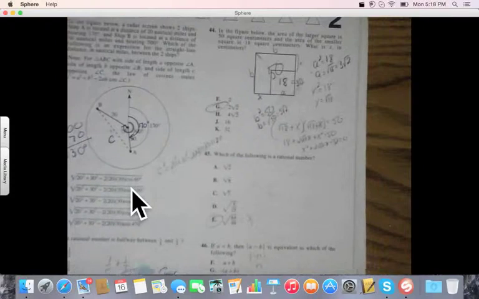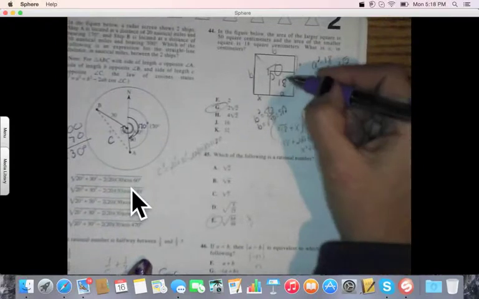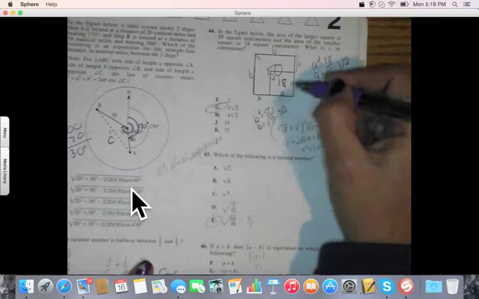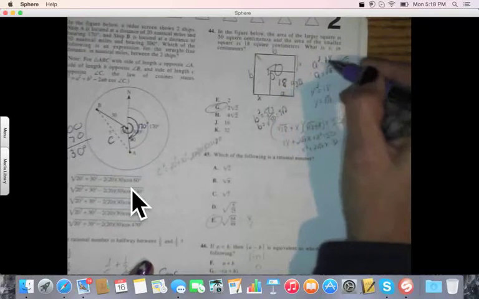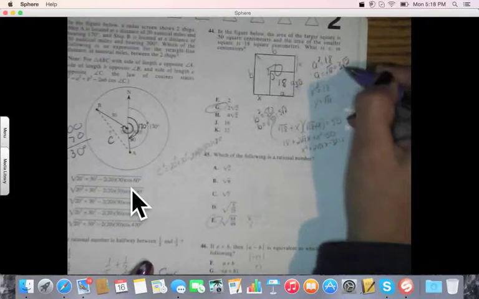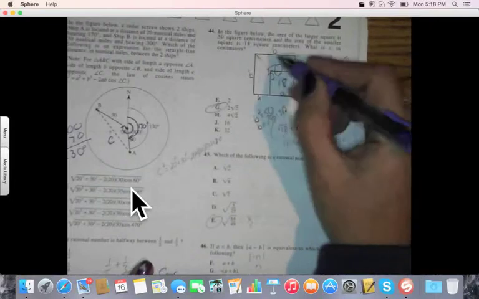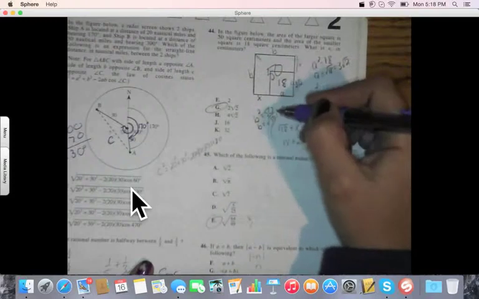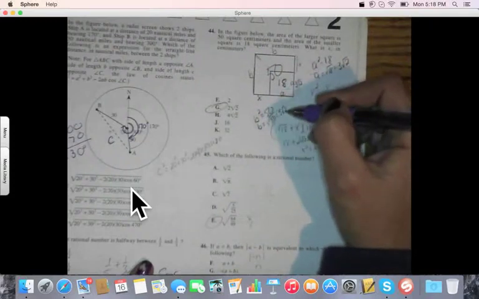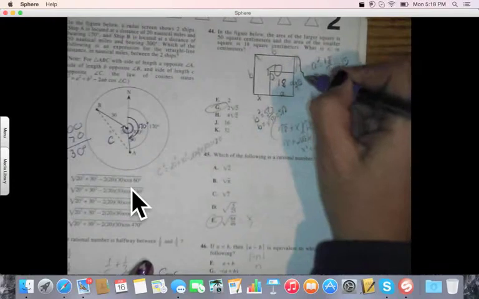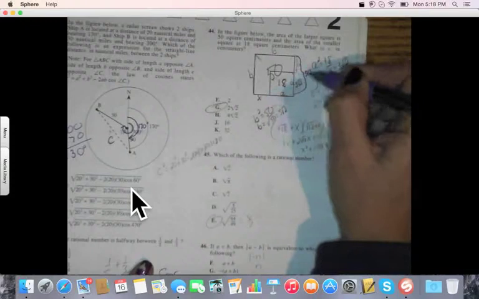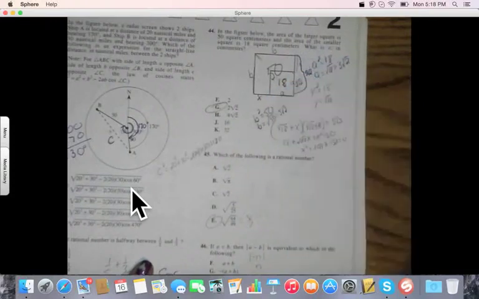44. I did this one with you also. They're giving me the area of this inside square is 18, and it's a square, so I said a times a is a squared equals 18. Found out a was 3 square root of 2. Then I did b times b, or b squared equals 50, right here, and got b equals 5 square root of 2. So the whole side is 5 square root of 2. This piece is 3 square root of 2. If I subtract them, I get the x. So 5 square root of 2 minus 3 square roots of 2 leaves me with 2 square roots of 2.